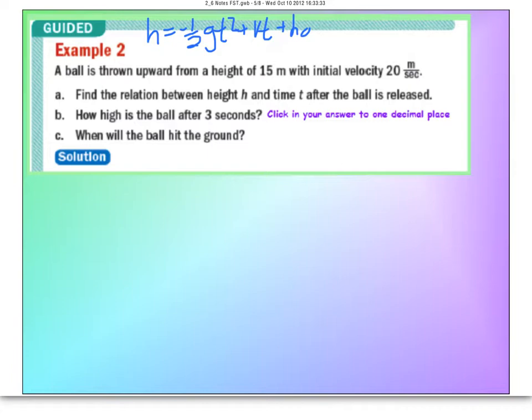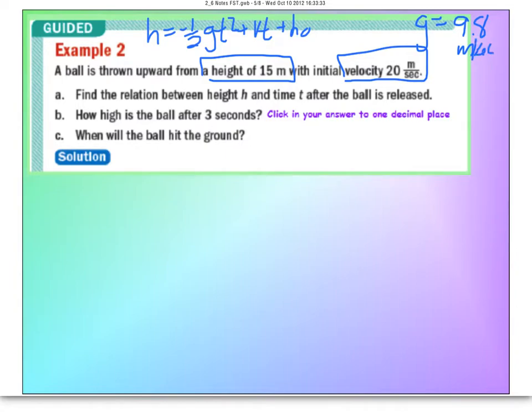Okay, so our scenario is here. A ball is thrown upward from a height of 15 meters with an initial velocity of 20 meters per second. Okay, so we are looking at terms of meters, so that means the g, or the acceleration due to gravity, we're going to use is going to be the 9.8 meters per second squared. Part A wants us to find the relation between height and time after the ball is released. Part A really just wants the equation.